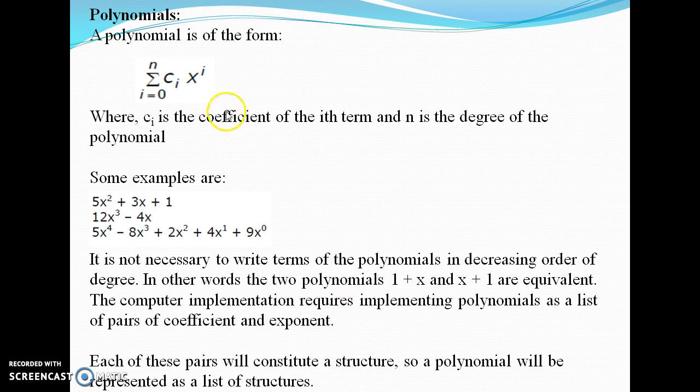So the first one is a polynomial. So what is a polynomial? It is of the form summation i equals 0 up to n of ci x raised to i, where ci is the coefficient of the ith term and n is the degree of the polynomial. Some examples are listed here, like 5x squared plus 3x plus 1, etc.